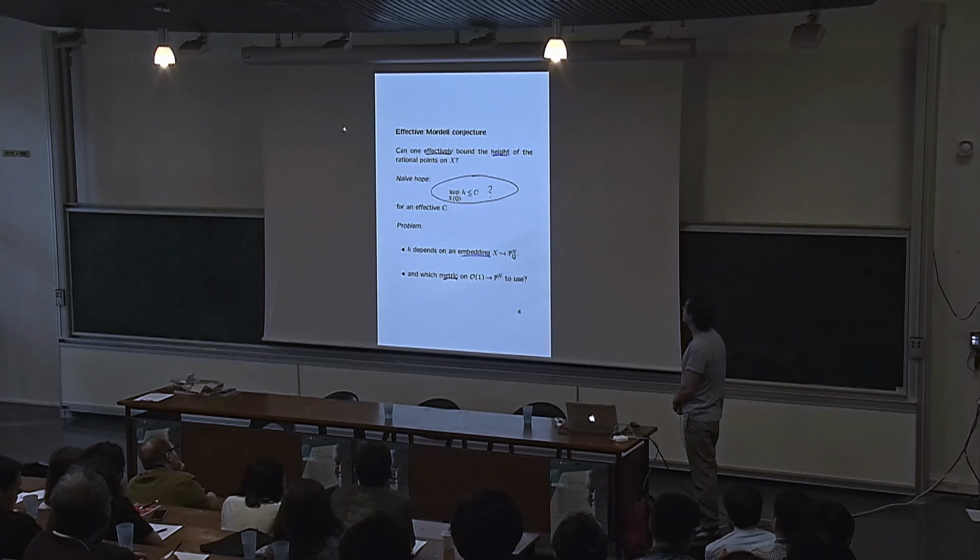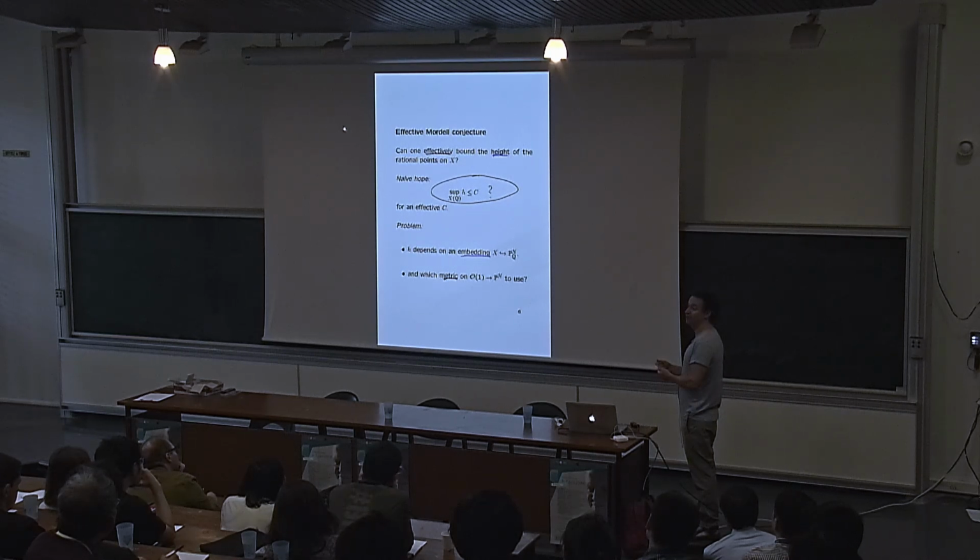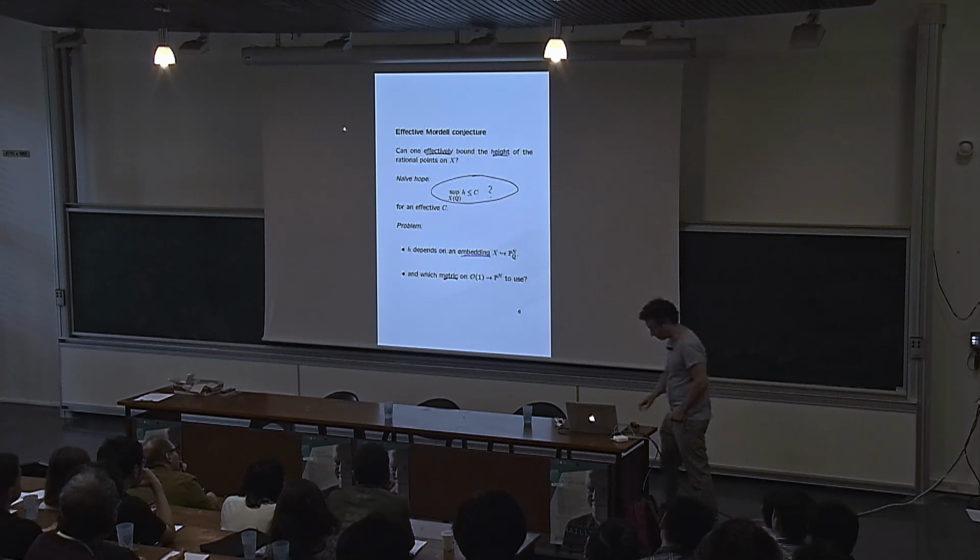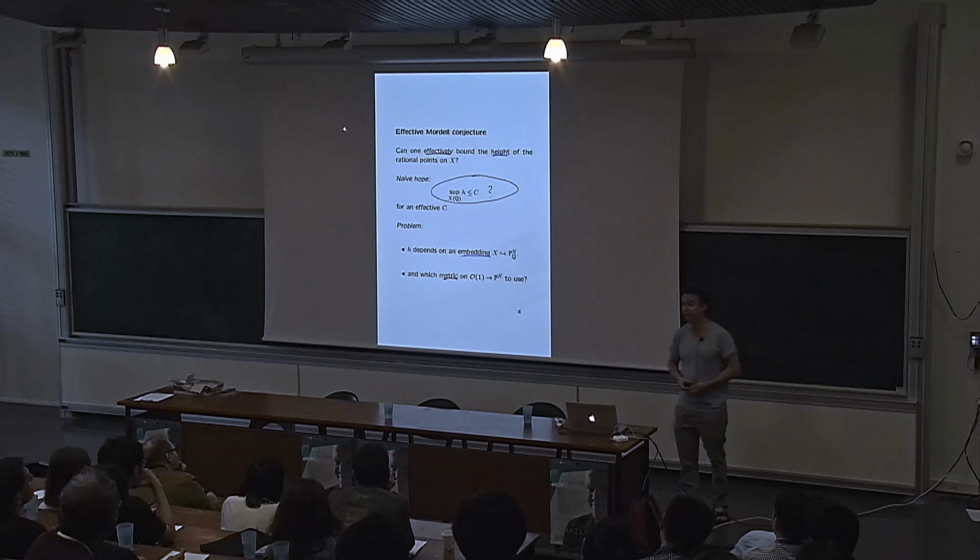Because when I say that the height is bounded, first of all, X over Q is just a scheme over Q, strictly speaking, a projective scheme over Q. And we need to pick an embedding to even define the height. And we also need to pick a metric on the line bundles. So we need these two things to even talk about the height, the embedding and the metric. So when I say that there's an effective bound, you can ask for which embedding and for which metric.